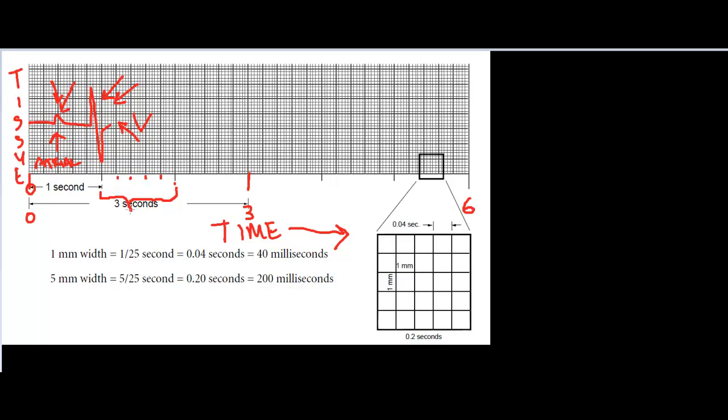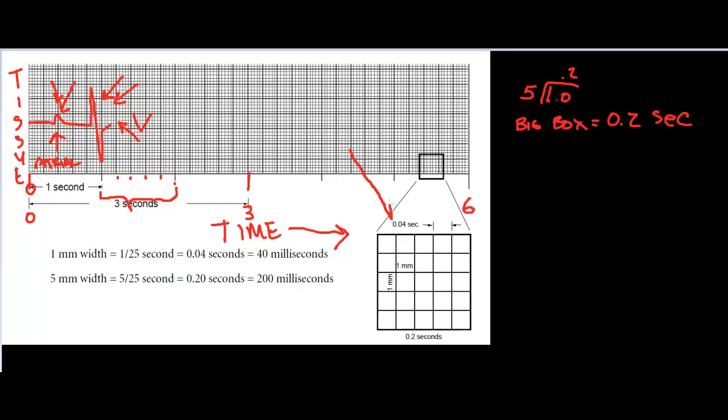It's a total of 1 second of time. So we have 1 second of time divided into 5 equal segments. That means each one is 0.2 seconds. So let's write that here. A big box is equal to 0.2 seconds of time.